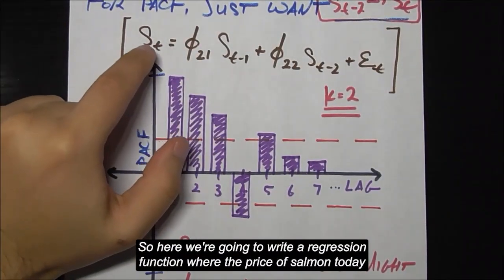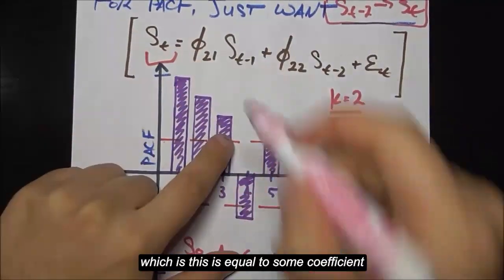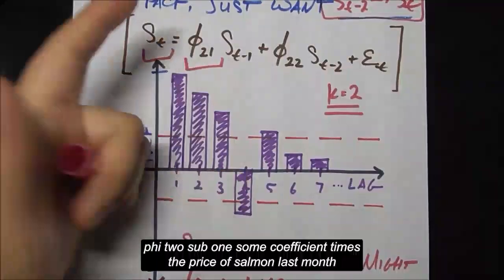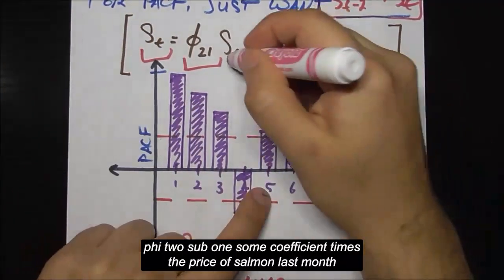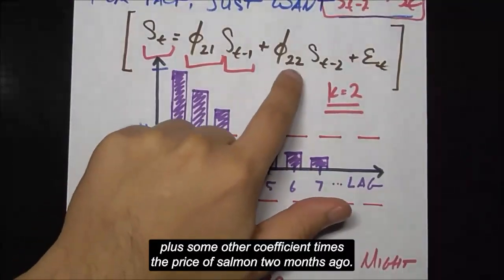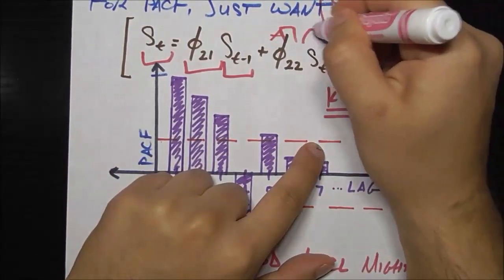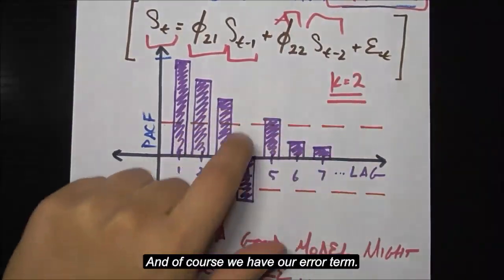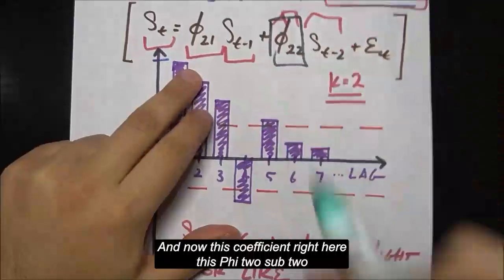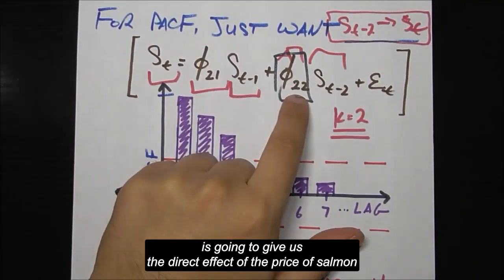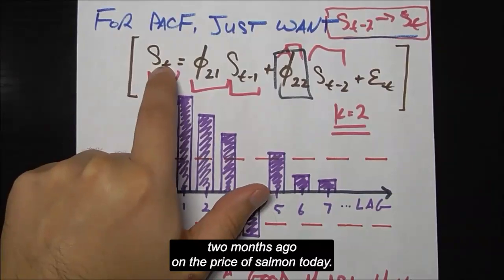So here we're going to write a regression function where the price of salmon today is equal to some coefficient, phi 2 sub 1, times the price of salmon last month, plus some other coefficient times the price of salmon 2 months ago. And of course we have our error term. Now this coefficient right here, phi 2 sub 2, is going to give us the direct effect of the price of salmon 2 months ago on the price of salmon today.